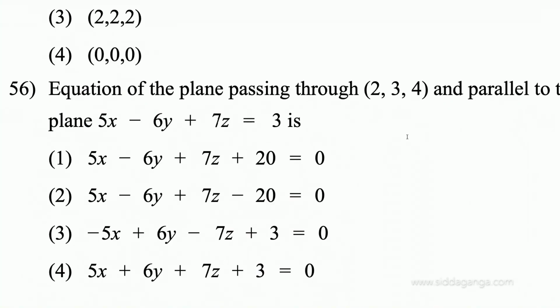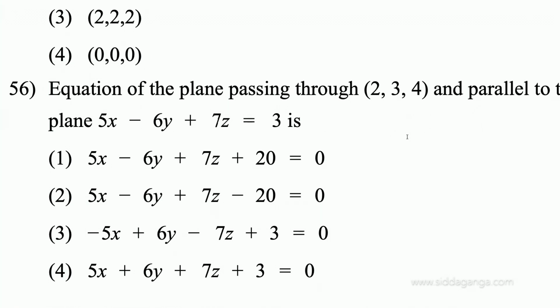Fifty-sixth one, the equation of the plane passing through 2, 3, 4 and parallel to the plane 5x minus 6y plus 7z is equal to 3. I mean you have to find the plane parallel to the given plane. So here we have the given plane 5x minus 6y plus 7z minus 3 is equal to 0.